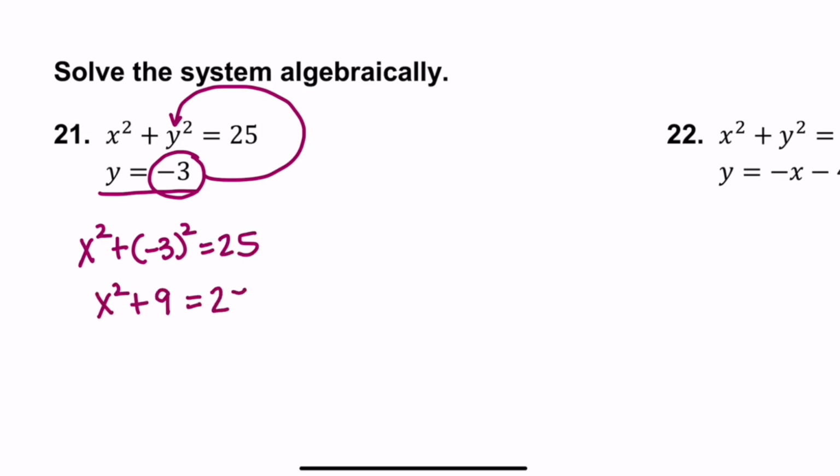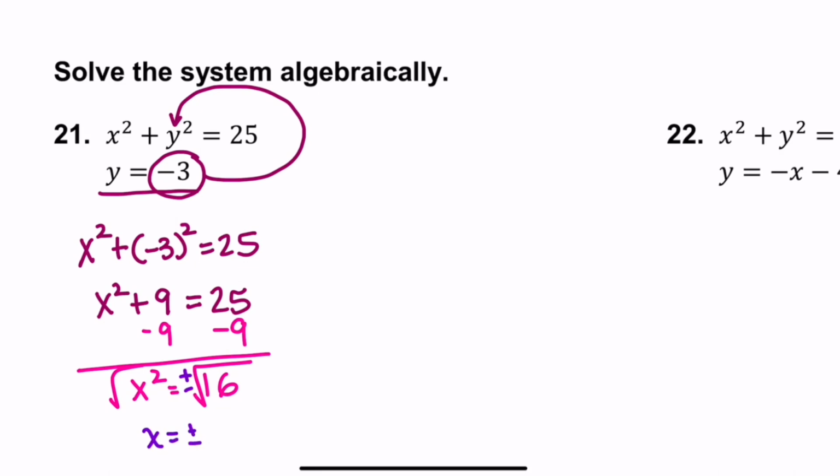This is going to equal 25. Then we're going to subtract 9 from both sides of the equal sign. X squared is going to equal 16. So now if I take the square root of both sides, x could be positive or negative. Whenever we take the square root of both sides, we need to remember that x equals plus or minus the square root of 16, which is 4. So we have two x values. One is a 4 and one is a negative 4.